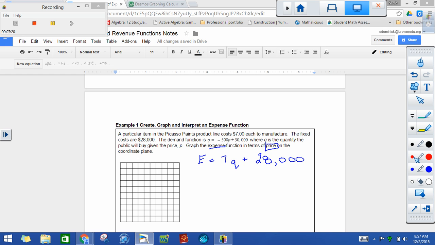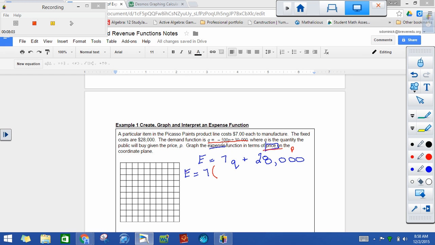What's different, why I'm not done yet, is because they want it in terms of price. Price is represented by P. Right now we have expense in terms of Q. If you look here, they've given us an equation for the demand. I can take out a Q and put all of this in. But luckily all of this has a P in it, and that's what I'm trying to do. I'm trying to put it in terms of P. So I'm going to rewrite the expense equation, but when I get to the Q, I'm going to substitute another equation for Q, so I don't have Q's in my function anymore.